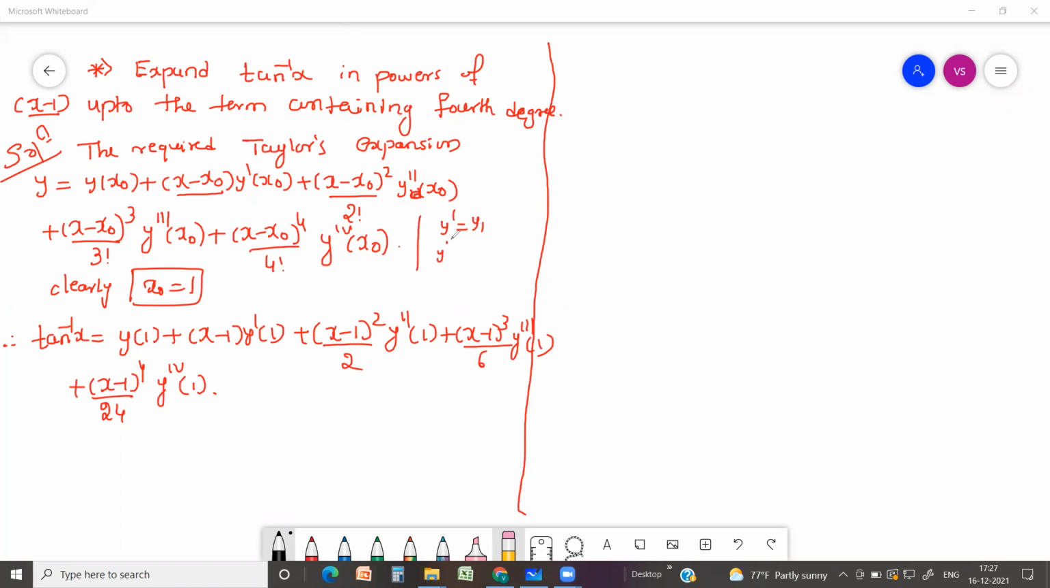y1, y double dash can be written as y2, y triple dash can be written as y3, and y fourth derivative can be written as y4. Okay, because I'm giving this notation since these are very useful in the shortcut trick method. So our job is to find out this value, this value, this value, this value, and this value. We'll go one by one.